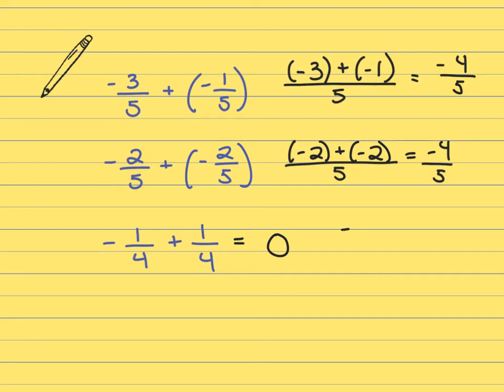We are adding our numerators. We have a -1 plus 1. Our denominator is 4. -1 plus 1, we have an answer of 0. And we wouldn't write 0/4 commonly as a fraction. Instead, we would just write 0. Remember, a fraction is a division problem. And what is 0 divided by 4? 0.